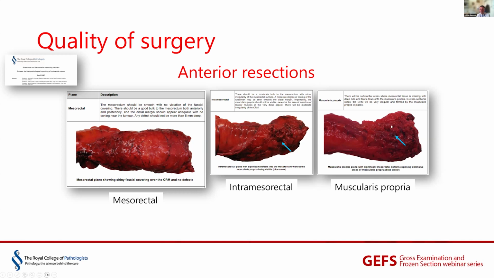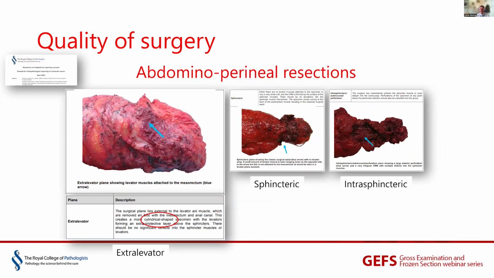And you really hope this doesn't happen. In my experience, very rare. You hope that you can't see the muscularis propria by looking at the outside of the specimen, because, of course, your mesorectal excision plane will have been compromised to a much greater degree. So we are encouraged to make a comment on the quality of the mesorectal excision within these cases.